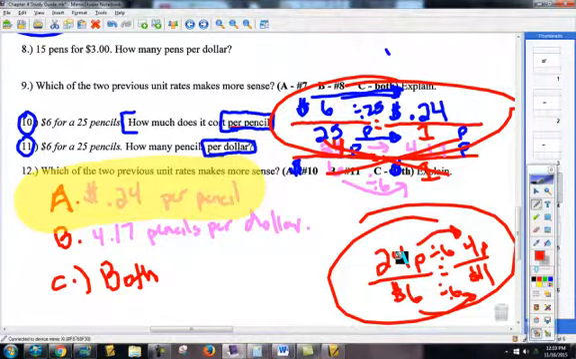I just want you guys to be aware that this right here is called unit price, which is the price per whatever the object is. So in this case, dollars per one pencil. That one will always make sense. Okay? It's all about whether, when you figure out how many you can get for $1, if that gives you a decimal, it's probably not going to make sense 95% of the time. And in this case, I can't buy partial pencils. All right, let's go on to the next page.